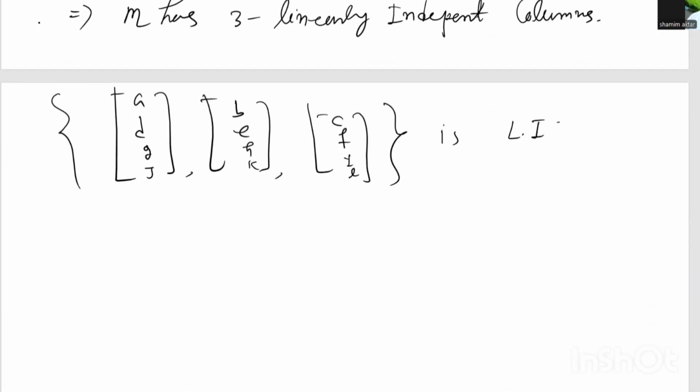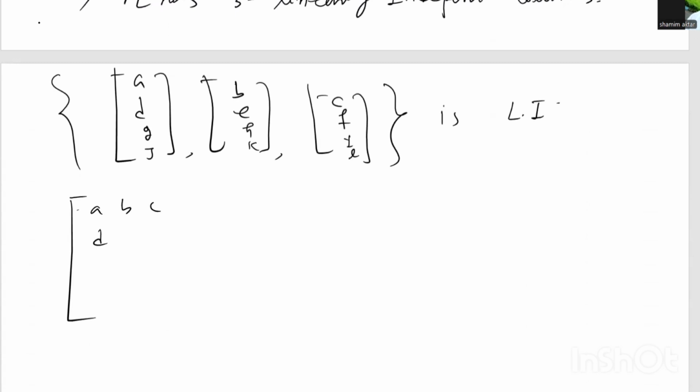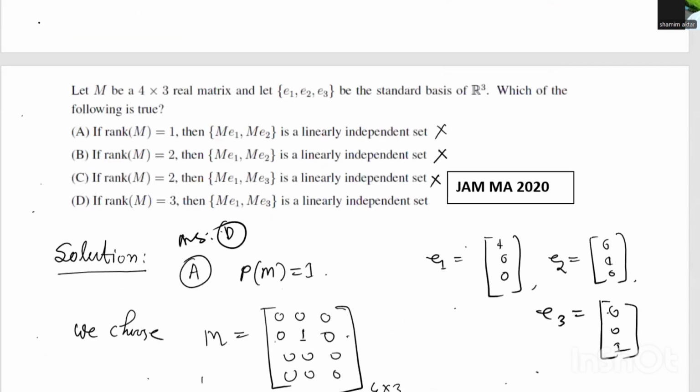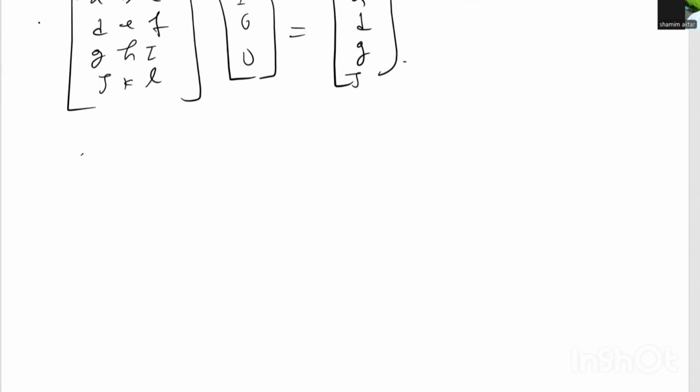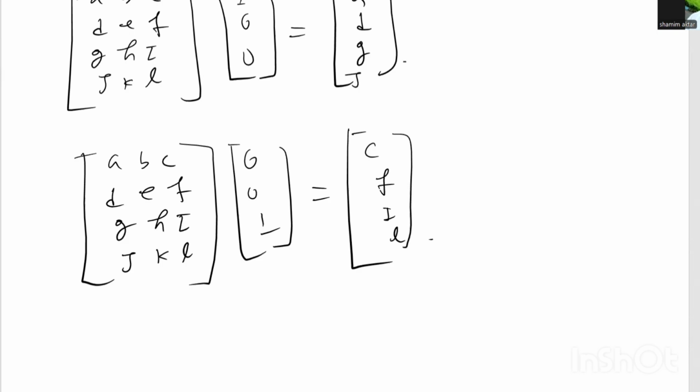Now M equal to A, B, C, D, E, F, G, H, I, J, K, L. Multiplying by E1, that is 1, 0, 0, gives A, D, G, J. Now also multiplying M by E3, that is 0, 0, 1, we get C, F, I, L.